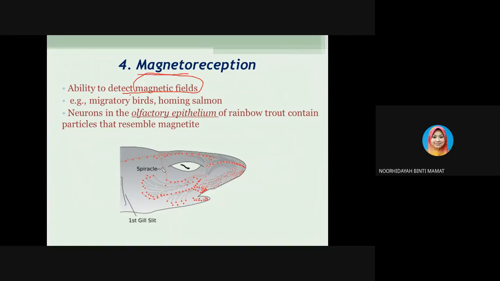Magnetoreception is the ability to detect magnetic fields. For example, the migratory birds, the homing salmon, and also the butterfly, animals that normally migrate. The neurons in the olfactory epithelium of rainbow trout contain particles that resemble magnetite. So this is the magnetite here.